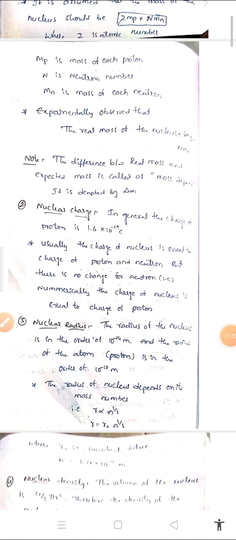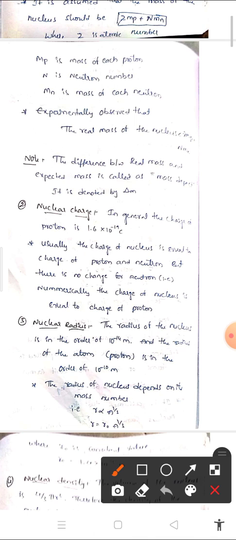So the nucleus is a combination of proton and neutron. Already you have the proton charge. Now you have to know about the neutron charge. The neutron has neutral charge, meaning zero charge. The neutron does not have any charge, so there is no charge for the neutron. We only have the charge called the proton charge. That is why the nuclear charge is completely the charge of the proton. Nuclear charge is equal to the charge of the proton.